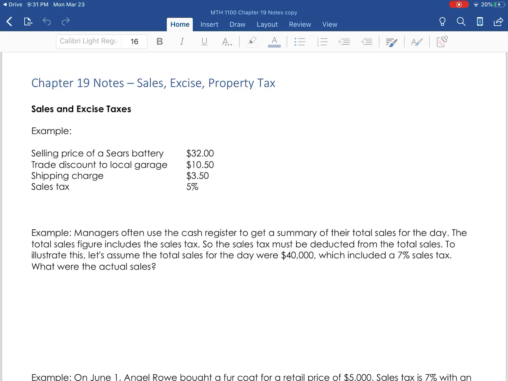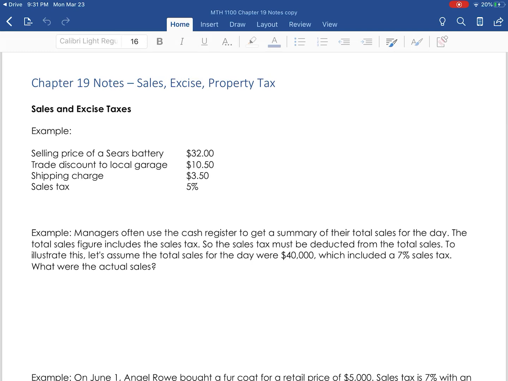Now we're going to talk about Chapter 19 topics, and specifically right now we're going to focus on sales tax and excise tax. In many cities and counties and states, certain products are taxed so that the sellers can forward that to the appropriate government agencies. Most of the time it's taxed as a percentage. And keep in mind that shipping costs are not part of that sales tax. The shipping is added afterwards.